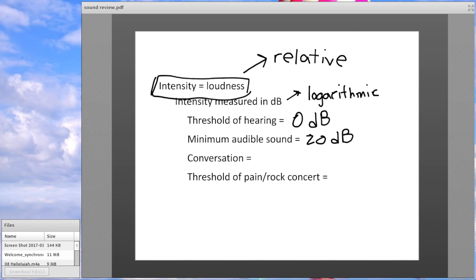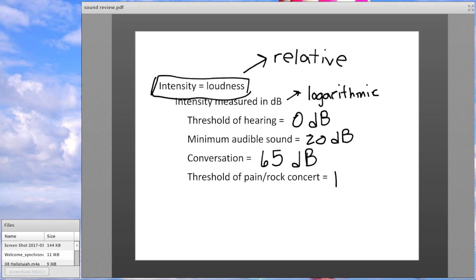Conversation is 65. You can get some apps on your phone, and they'll actually measure the decibel of the sound around you and tell you what it's similar to. So, like my students, I had some classes that were loud, and I would put this app up, and I'd say, look, here's loud as heavy traffic or whatever, to try and get them to be a little more quiet.